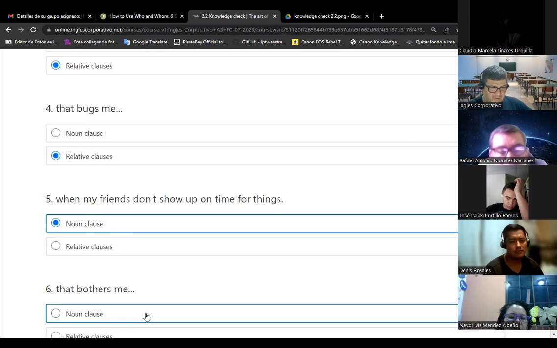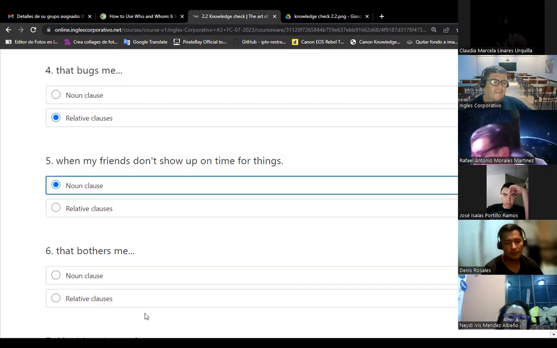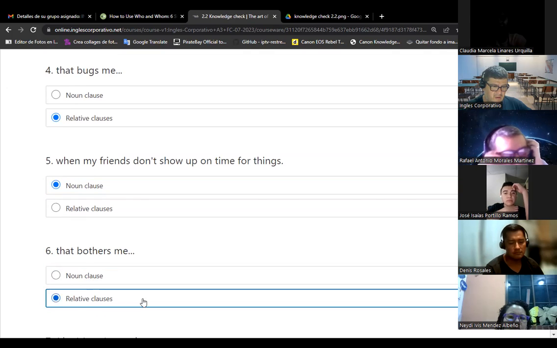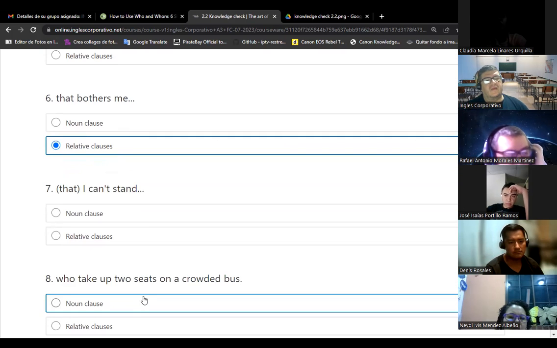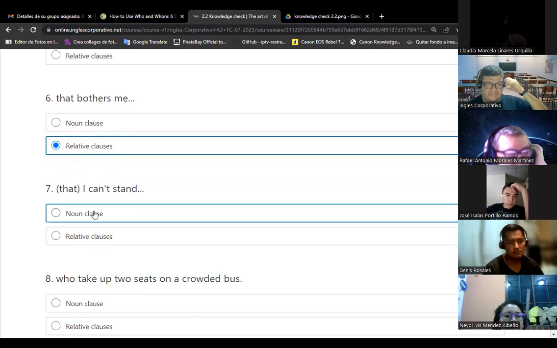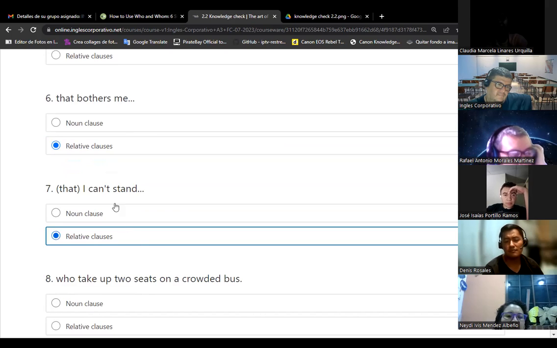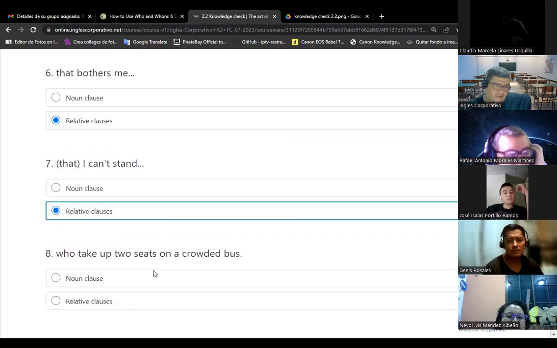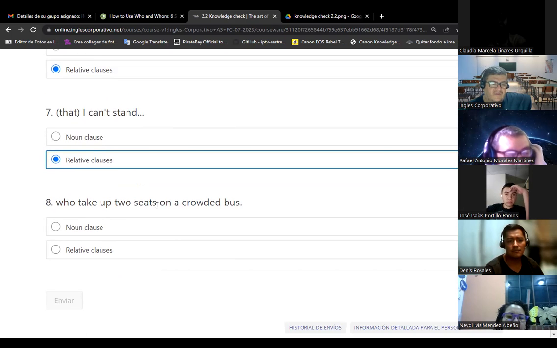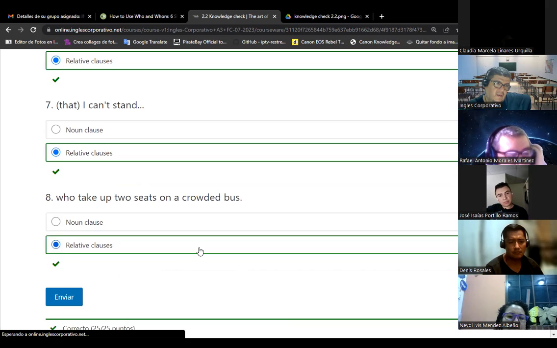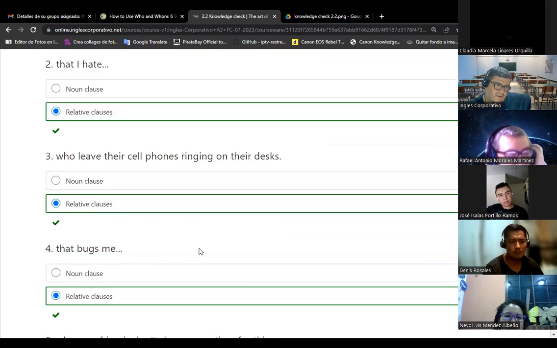No. Noun clause. No. That bothers me. Relative clause. That I can't stand. Relative clause. Okay, I heard relative first. I heard both here. Who take up two seats on a crowded bus? Relative clause. And yes, we got them all right.